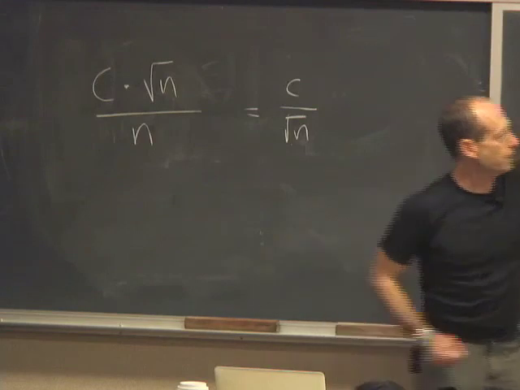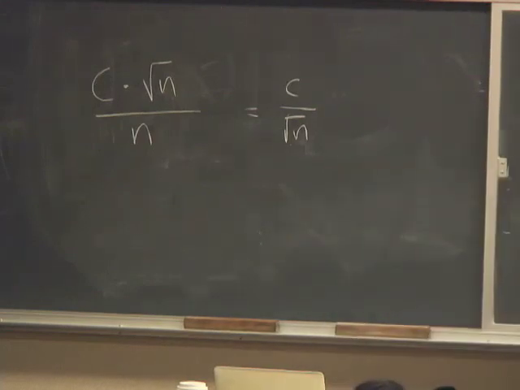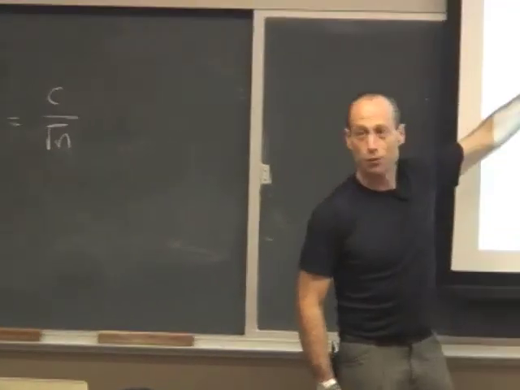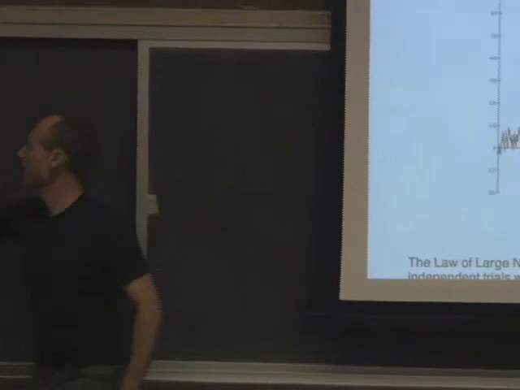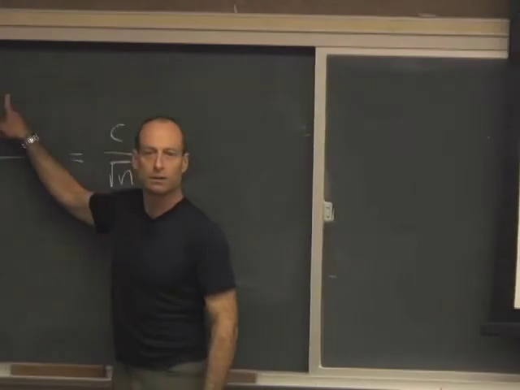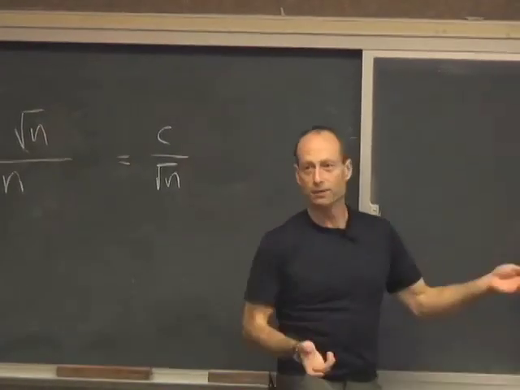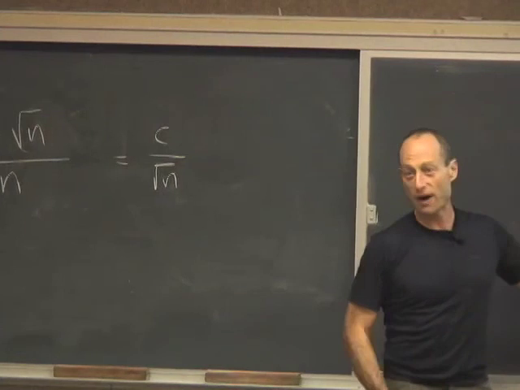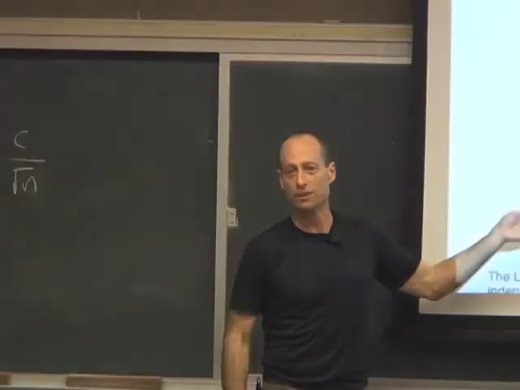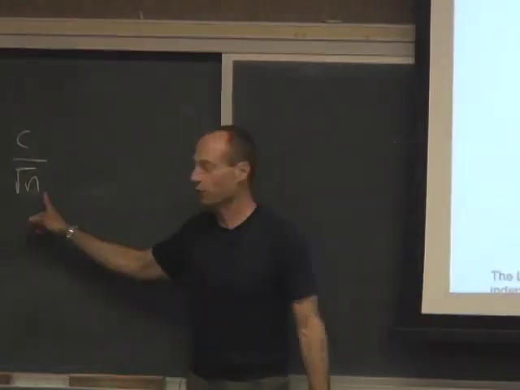The difference between the number of successes and 50% times the number of trials tends to grow at the rate of the square root of n. But when you divide it by n to look at the difference between the fraction of successes and the probability of success, that tends to shrink at the rate of the square root of n.